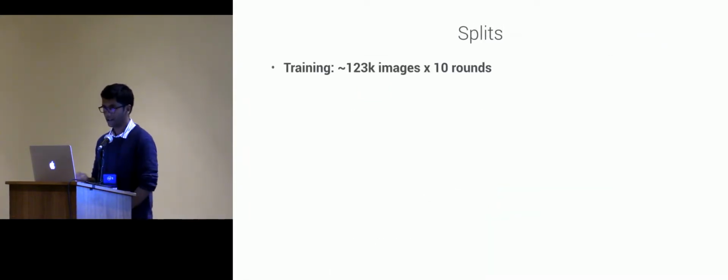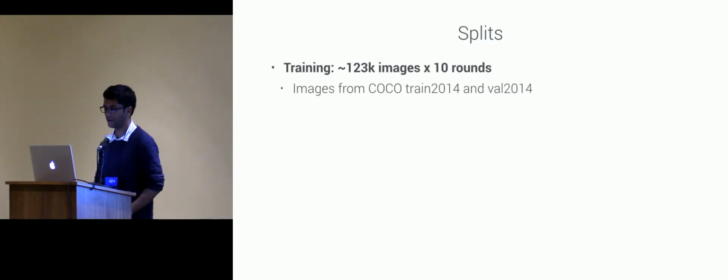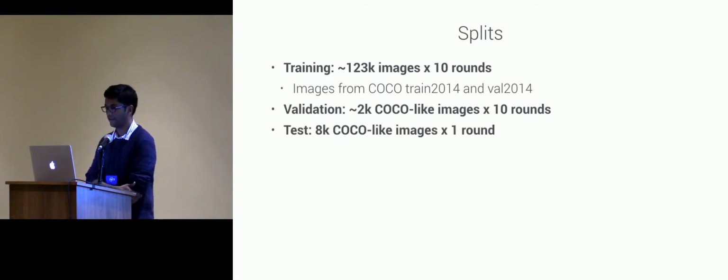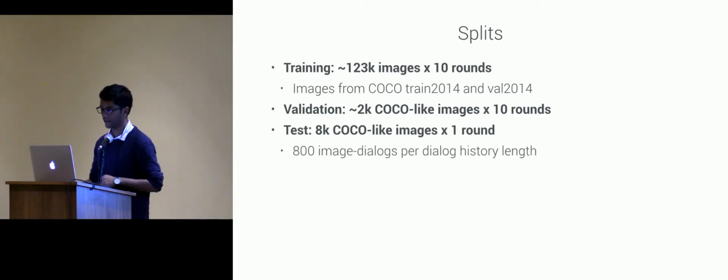Coming to the splits of the data set, the training split has dialogues on 123,000 images from COCO. The validation and test splits have 2,000 and 8,000 images respectively that are not from COCO, and I'll get to that in a bit. The validation split has 10 round dialogues. For the test split, we evaluate on one round for each dialogue instance.